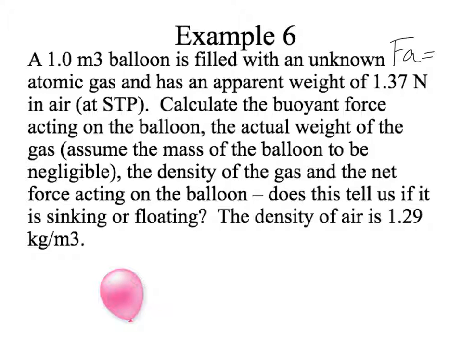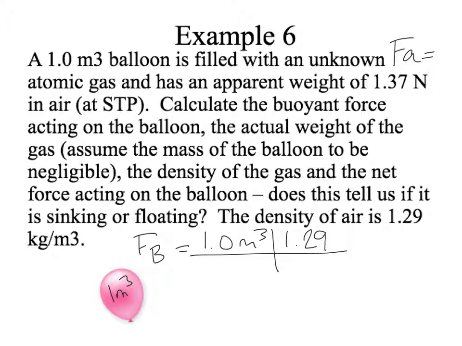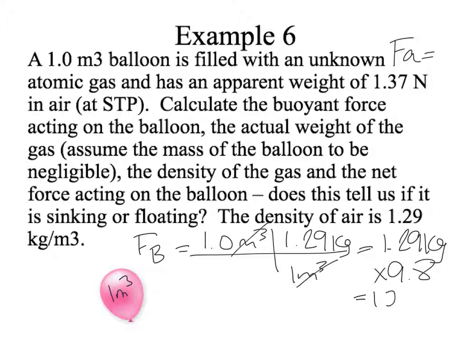All right, so the very first thing I'm going to do is find the F sub b. Now, this is a cubic meter balloon, and again, the buoyant force has everything to do with the fluid that it's in, and it's in air. That's its fluid. So the buoyant force is going to be 1.29 kilograms times 9.8. The buoyant force is going to be 12.7 newtons.